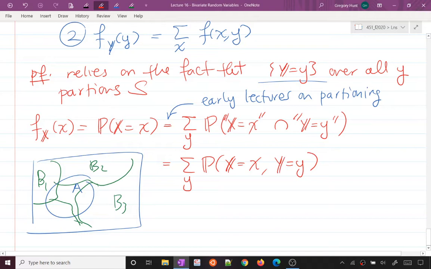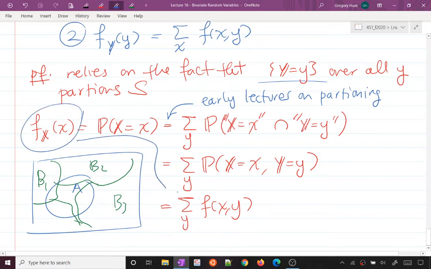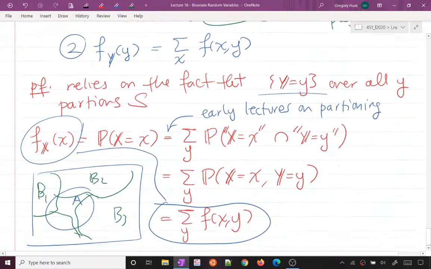Now we just have a name for that. This is f of x, y. And that is the proof. You could write some words to make it seem a little more formal, but that's basically the main idea behind the proof, that I can get my marginal of X by summing out Y. And the same proof goes for the marginal of Y. Obviously, you can switch the roles of X and Y here and get things to work out.